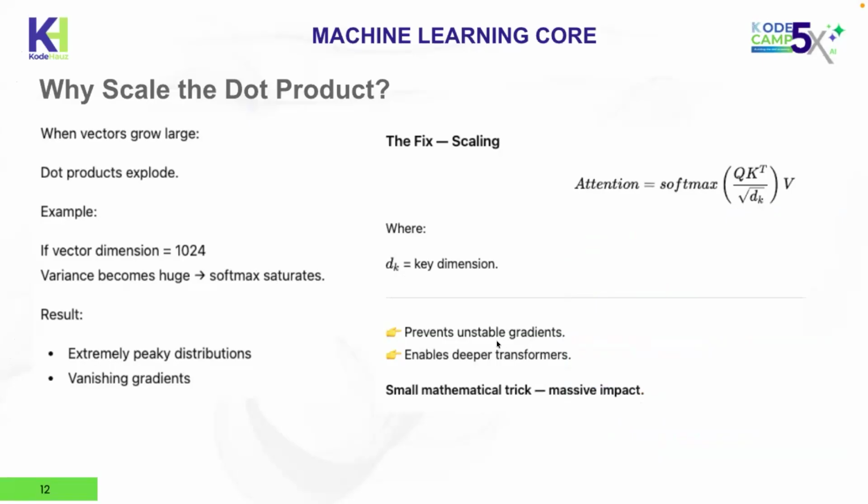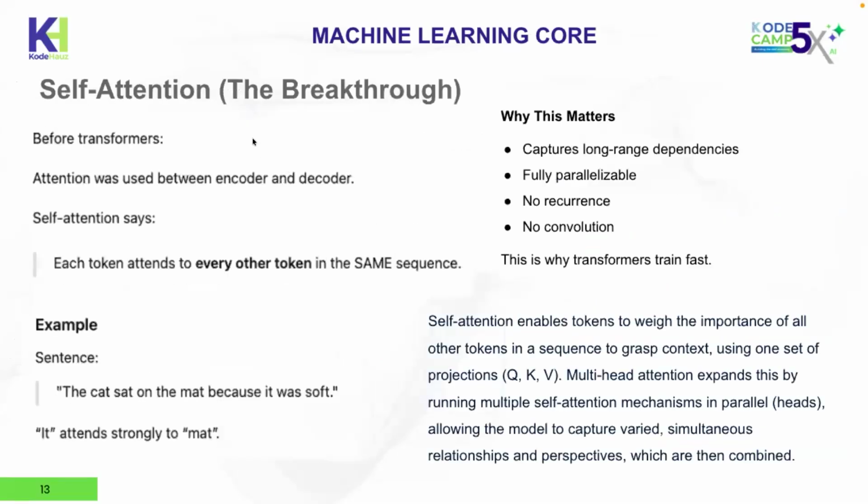Okay, so the main thing with the scaling is that it prevents unstable gradients, and prevents gradients from becoming really small, and then it enables us to make transformers that have more layers. Okay, so that is attention.